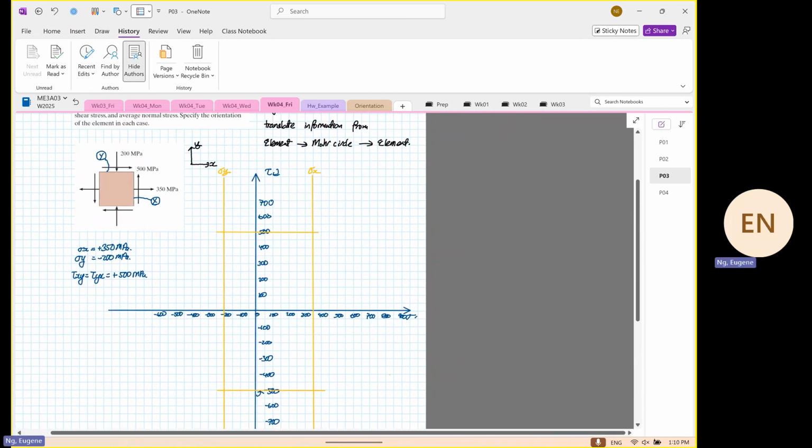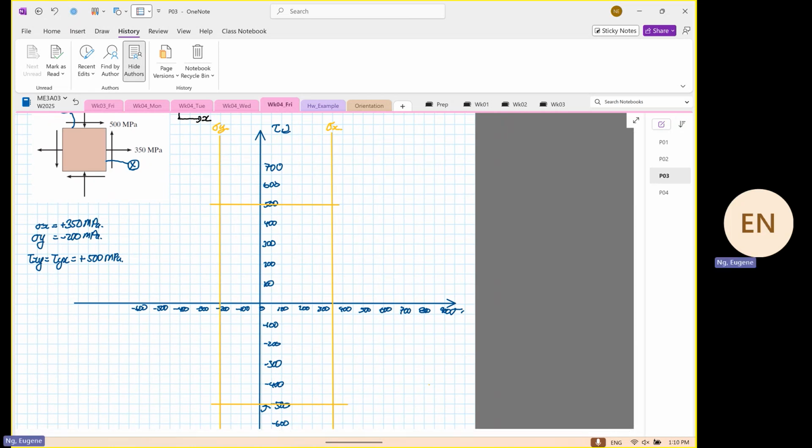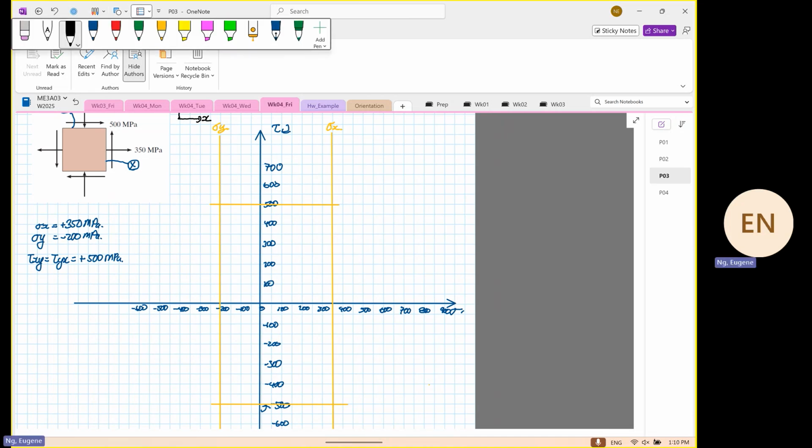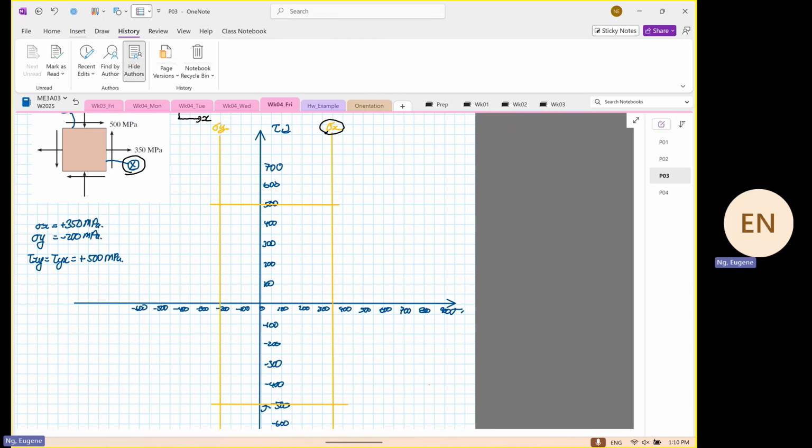Okay, now no one do any writing. Watch this, okay? So let's focus at point X, which means we are going to focus at the 350. Now the element is going to rotate clockwise or anti-clockwise based on this shear over here. Anyone? It will be rotating in an anti-clockwise direction when this is the case.